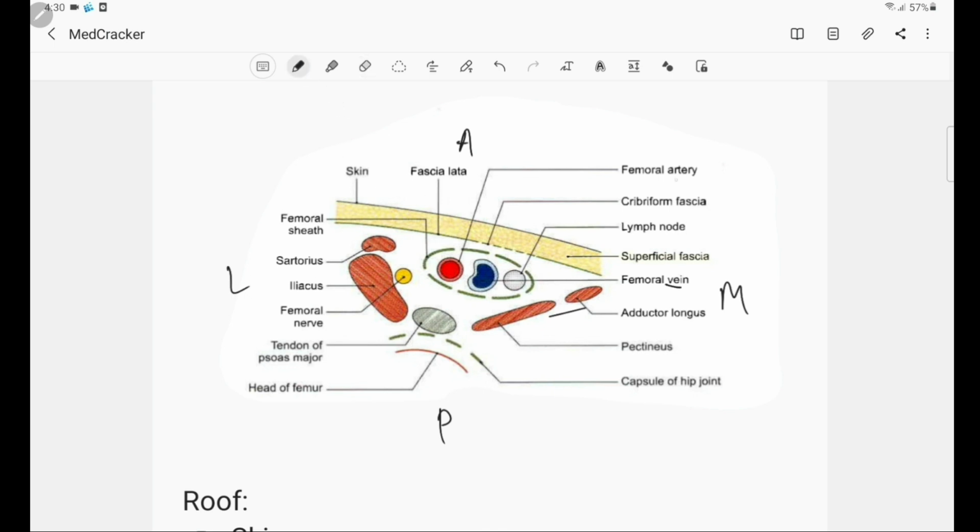Femoral vein, femoral artery and femoral nerve can be remembered as VAN. Vein is medial to lateral: femoral vein, femoral artery and femoral nerve. Also here the deep inguinal lymph node is present, and another structure is the femoral sheath. The femoral sheath is here. It includes the femoral artery, femoral vein and lymph node, but the femoral nerve is outside the femoral sheath.